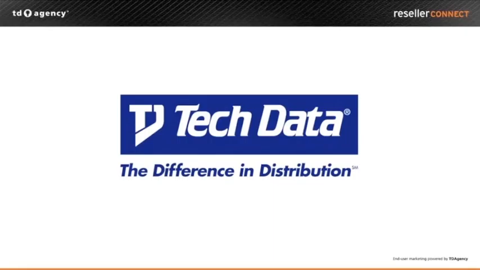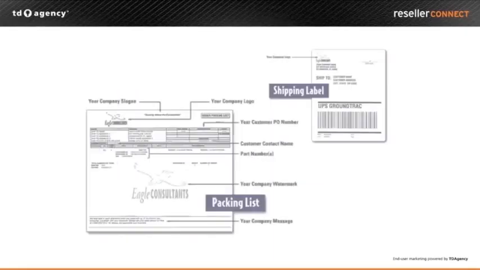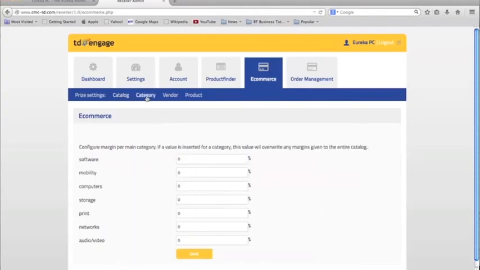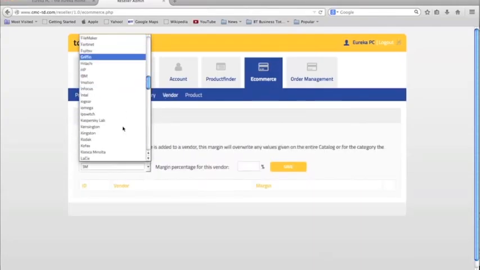Everything earned on sales goes directly to you, and your orders are fulfilled using TechData's private label delivery service, complete with your company's logo. With e-commerce through TDEngage, your end users get an easy, efficient way to buy your solutions, and you get your specified margin.